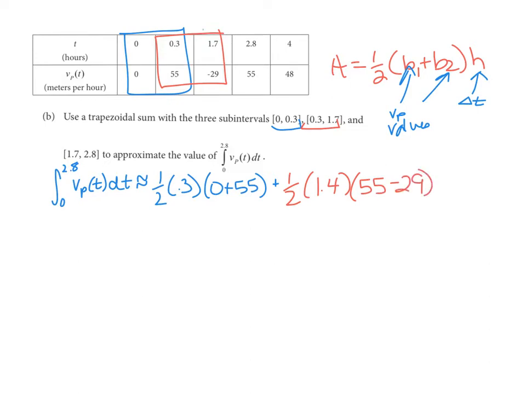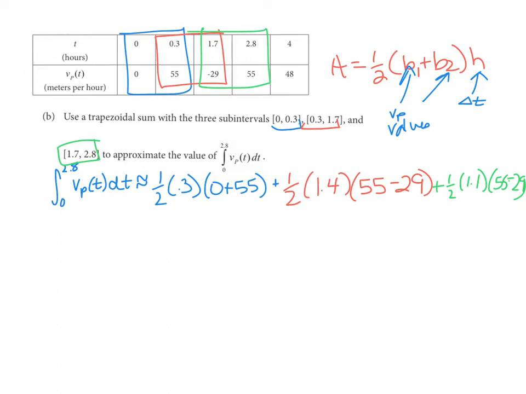The final interval is 1.7 to 2.8. So in that case, my height is 2.8 minus 1.7, which gives me 1.1. My 2 bases are 55 and negative 29 again. Actually, if you leave the answer like this, you will get full credit.